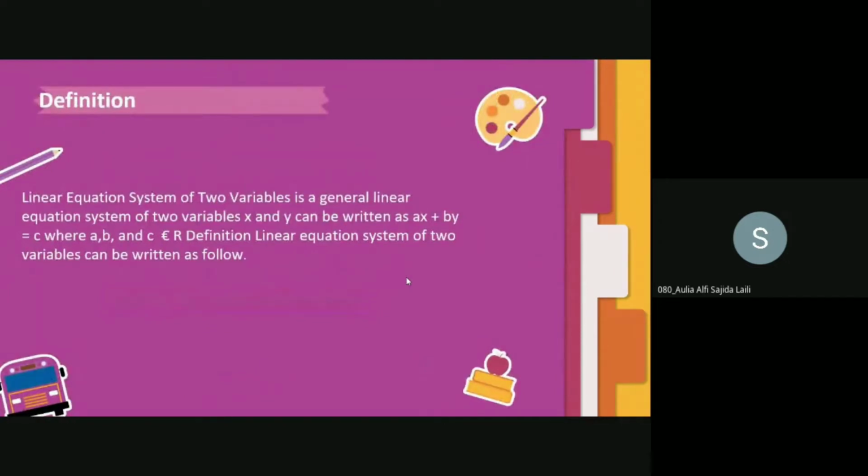Let us explain to you about linear equation system of two variables. Definition: a general linear equation system of two variables x and y can be written as ax plus by equals c, where a, b, and c are real numbers.